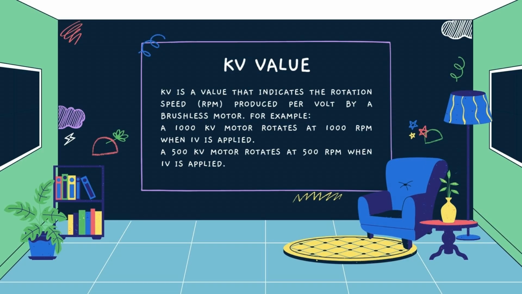The kV rating is a value that indicates the rotational speed produced per volt by a brushless motor and is directly proportional to the drone's agility. For example, a 1000 kV motor will spin at 1000 revolutions per minute when 1 volt is applied. A 500 kV motor will spin at 500 revolutions per minute when 1 volt is applied.